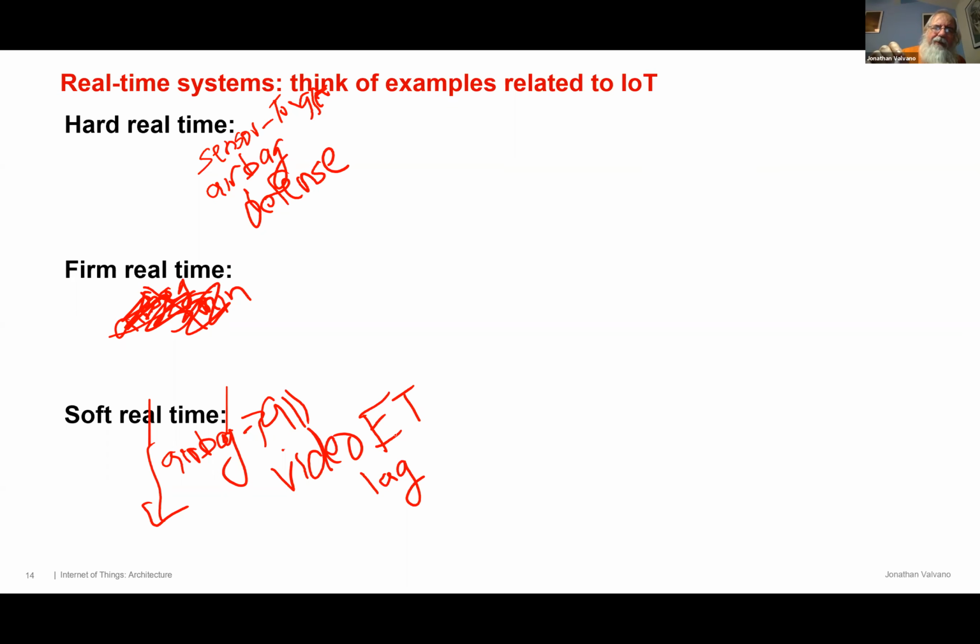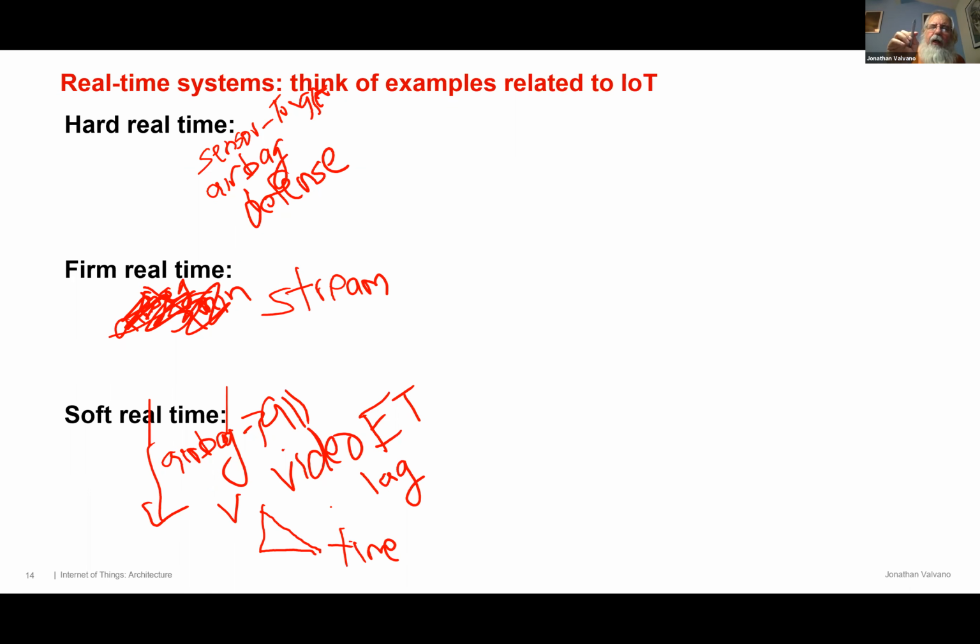Okay, but I think the world will categorize streaming as firm, thinking about there has to be a decreasing value as a function of time.